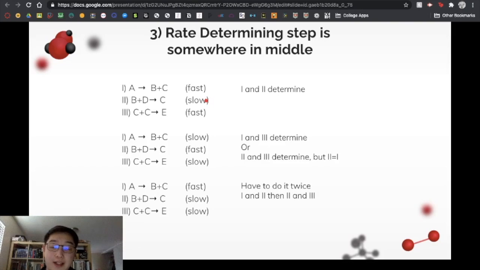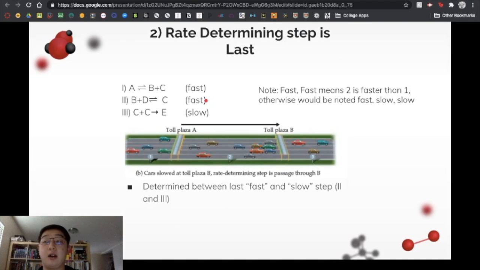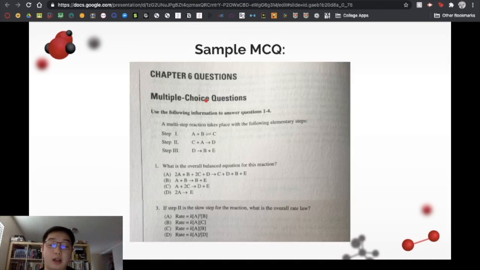And then if you have a fast, slow reaction, essentially you have to do it twice, where you first determine between 1 and 2, and then between 2 and 3. But the assumption is essentially that these just kind of stack on top of each other. You can use the previous 2, where either you have rate determining step as first or rate determining step as last, in between these different elementary reactions.